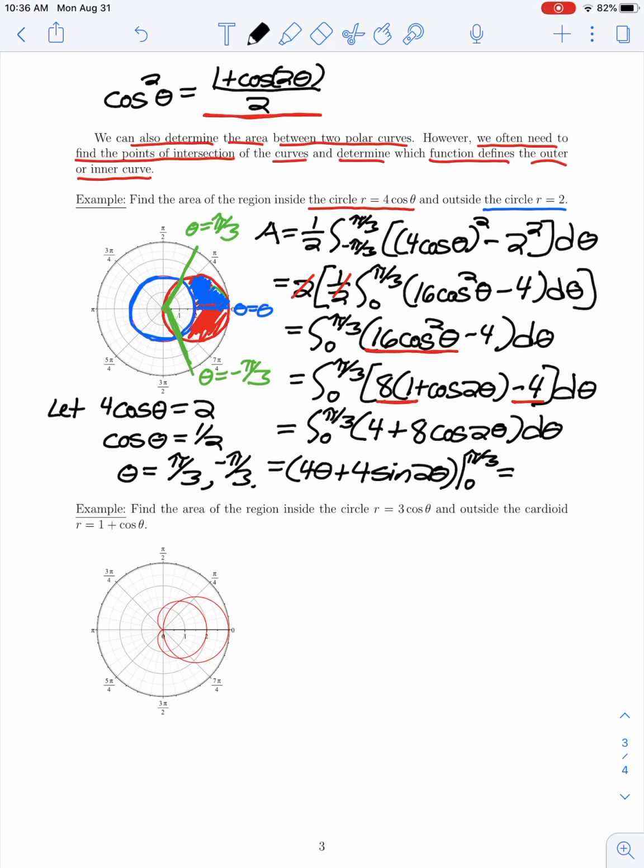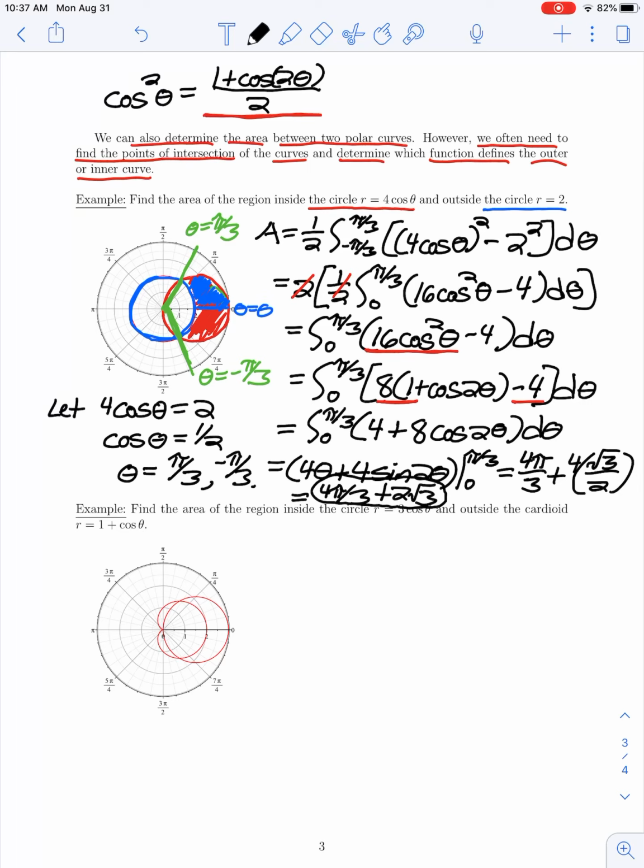So plugging in pi over 3 for theta, we have 4 pi over 3 plus 4 times sine of 2 pi over 3. So let's see, for sine of 2 pi over 3, we would have root 3 over 2. So simplifying just a little bit further, we have 4 pi over 3 plus 4 times root 3 over 2, which is 2 times root 3. So this would be the area of that region of interest.